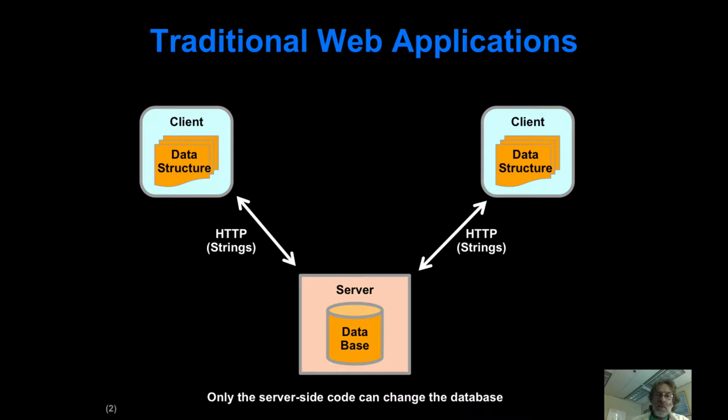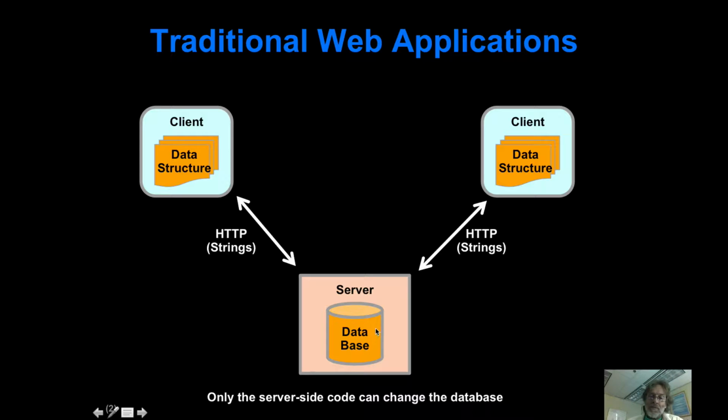So let's start by going back and thinking about traditional web apps. As we talked about in the last screencast, in a traditional web app, there's a database on the server side, and the server communicates with clients via HTTP, passing strings back and forth, and then the client is responsible for building some kind of data structure based upon the data that is given back from the server, and presumably by accessing the database.